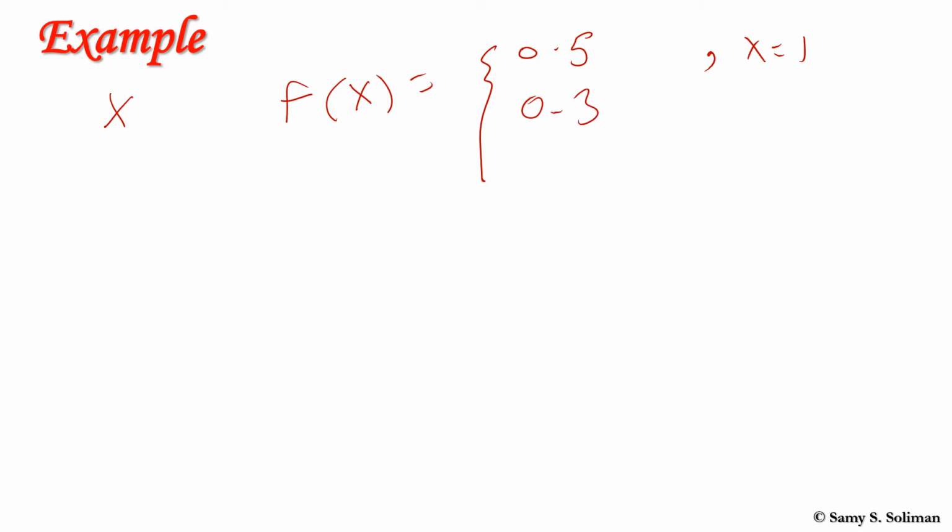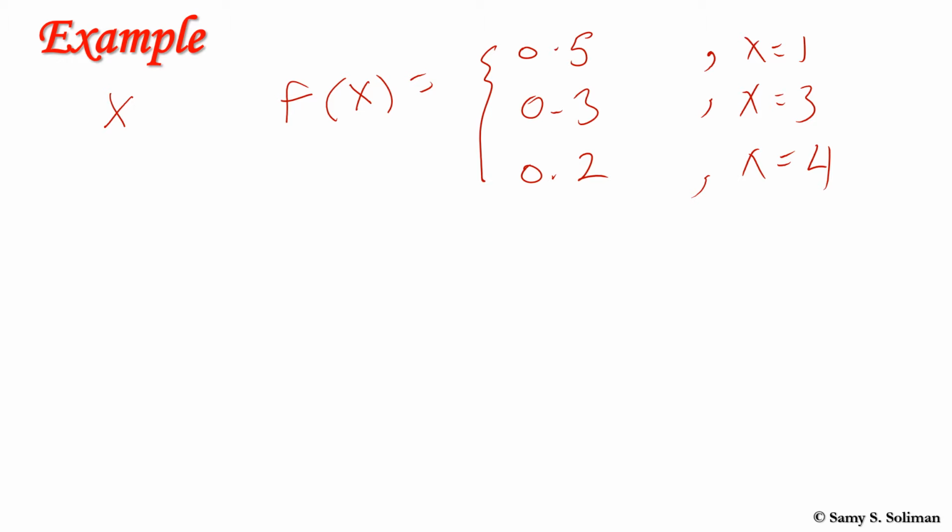Let's assume that we have random variable x, and this random variable x has a PMF f of x equals, for example, 0.5 for x equals 1, 0.3 for x equals 3, and 0.2 for x equals 4. So this is a discrete random variable whose range is 1, 3, and 4, and the probability mass function values corresponding to these are 0.5, 0.3, and 0.2.